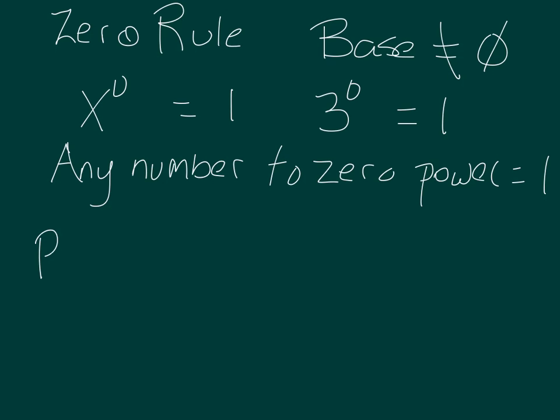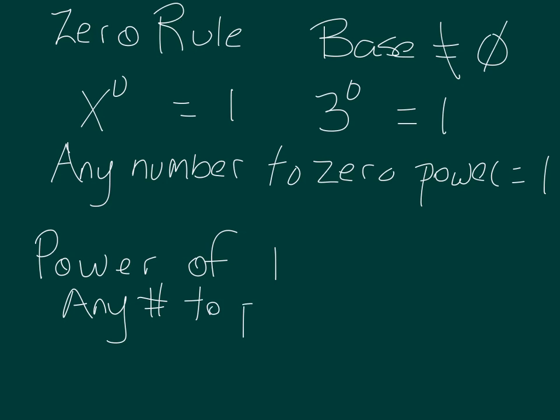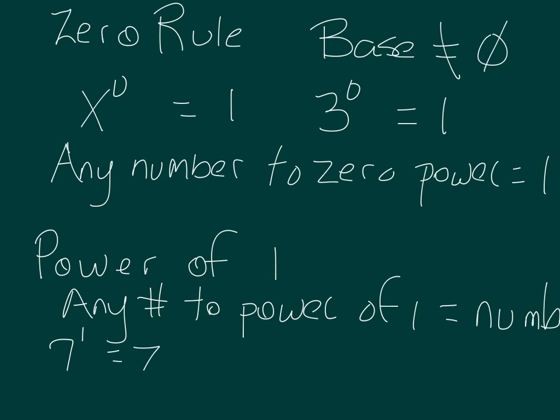And the next one here is the power of 1. Any number, and I'm going to use the number sign, any number to the power of 1 equals that number. So 7 to the first power is 7. Because look, you have 1, 7. 4 to the first power is 4. m to the first power is m.